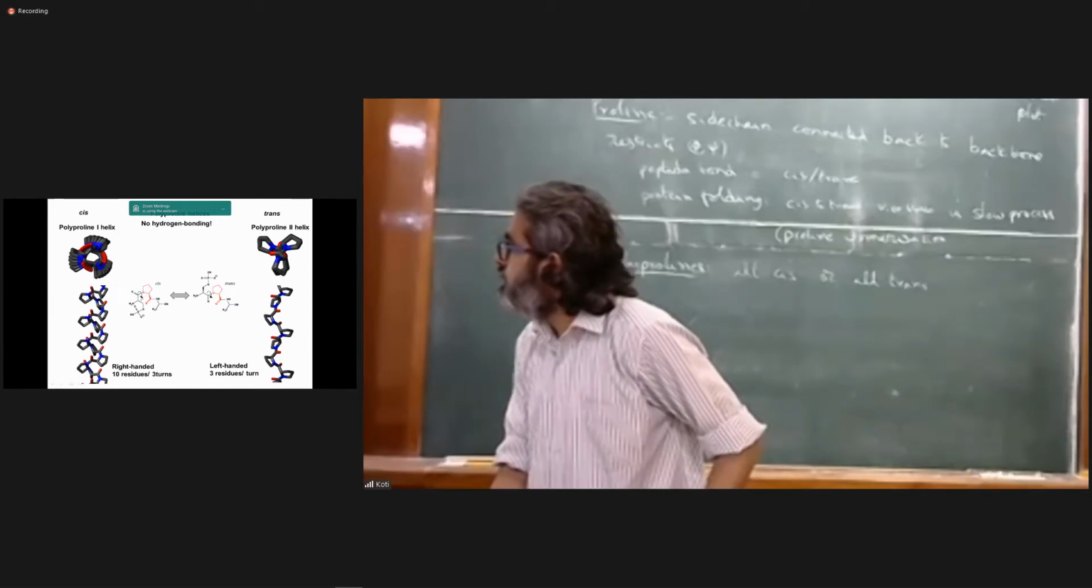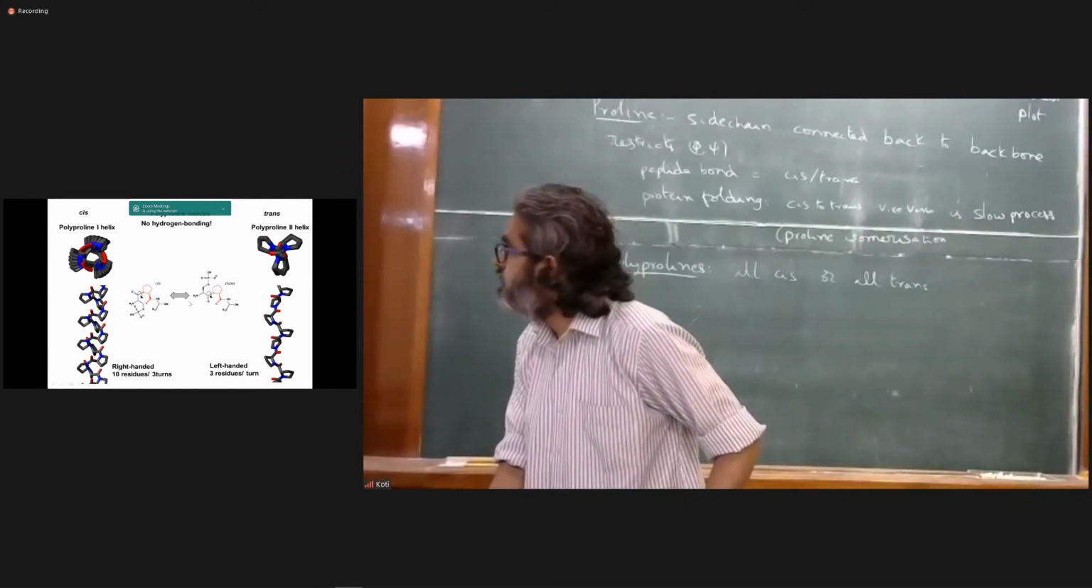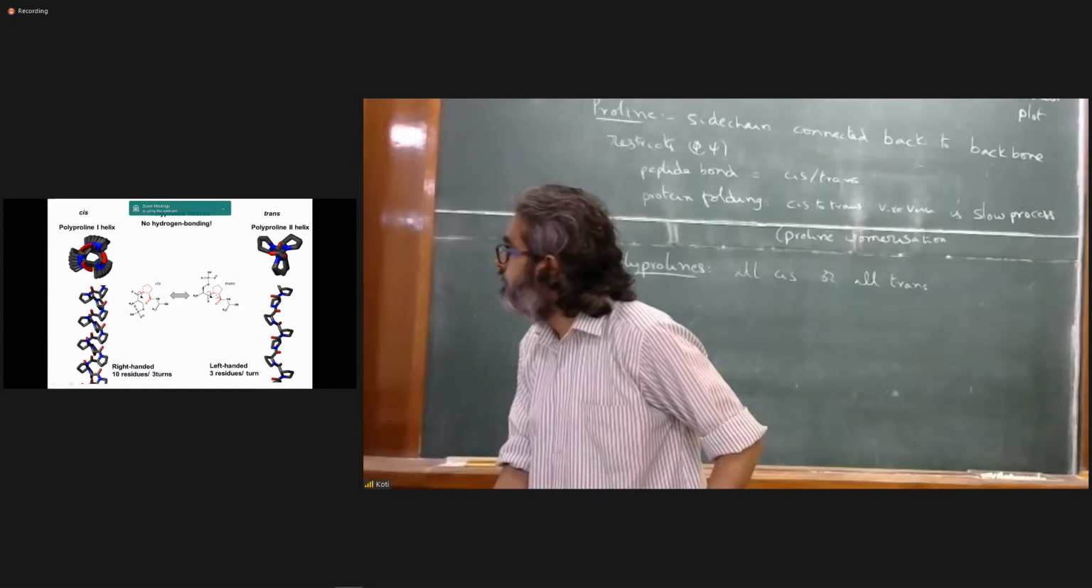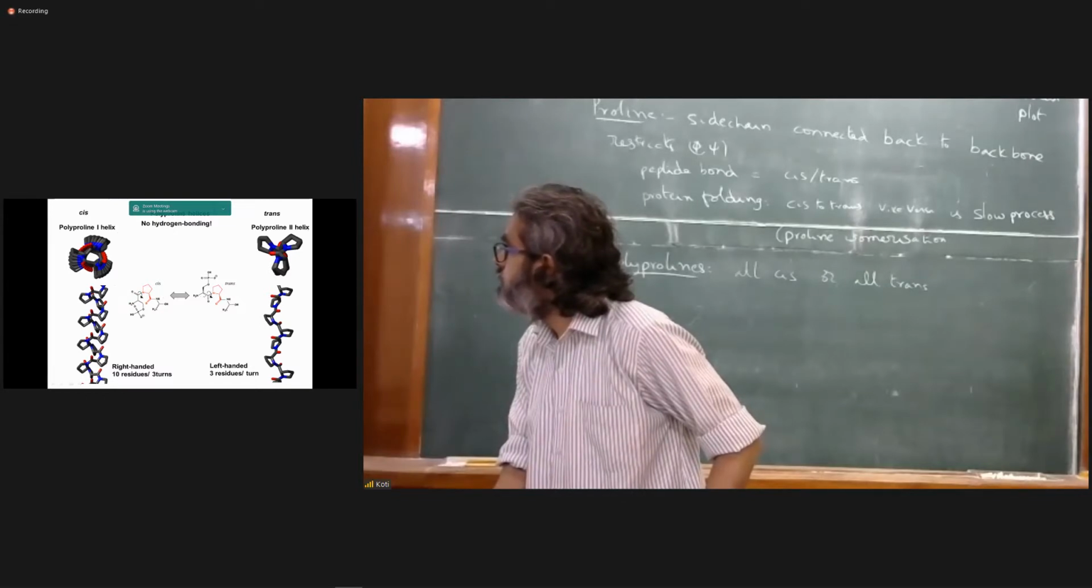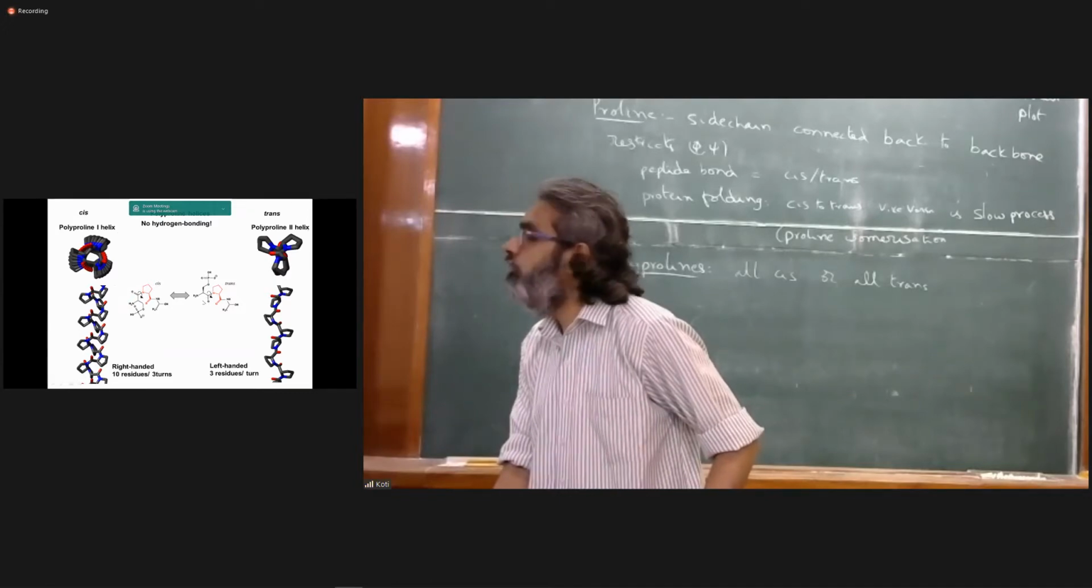Now this is in cis because this C alpha and this C alpha are on the same side of the peptide bond. So this is a conformation. But you can have this C alpha on the other side of the peptide bond, so the two C alphas are on different sides of this peptide bond. So this is a trans conformation. This is actually how all the amino acids exist.